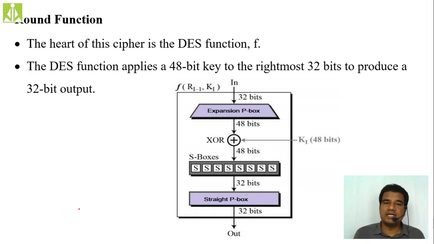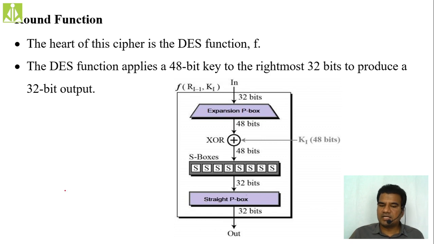Even the block size is subdivided, and this cryptographic function will be applied on those two blocks individually. So the heart of this cipher is the DES round function, and the DES function applies a 48-bit key. The round key, whatever we are getting from that 56-bit key, is 48-bit. So the 48-bit key is applied to the rightmost 32 bits to produce a 32-bit output. So how are we taking it?